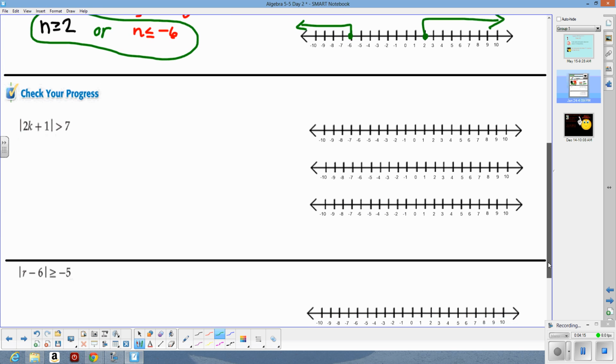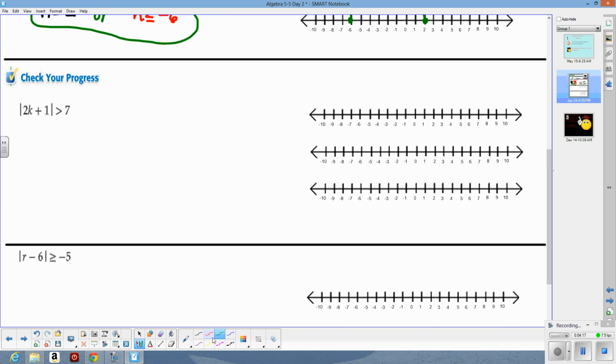You may want to pause the video and try the next one on your own. Case 1, we're going to work out the non-negative case. 2k plus 1 is greater than 7. And case 2 is going to be the negative case, where this stuff inside of here is going to have a negative in front of it.